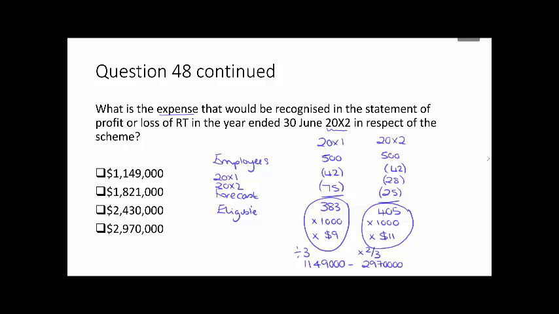but in actual fact, having already recognised 1,149 in the previous year, what we would expense in this year to June X2 is the difference between these two, which here happens to be 1.821 million. So this one here is the correct answer.